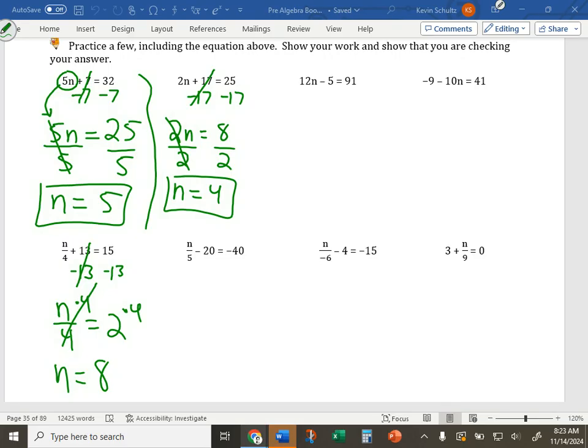Can we check this? Sure can. 8 divided by 4 is 2, plus 13 equals 15. It checks out.